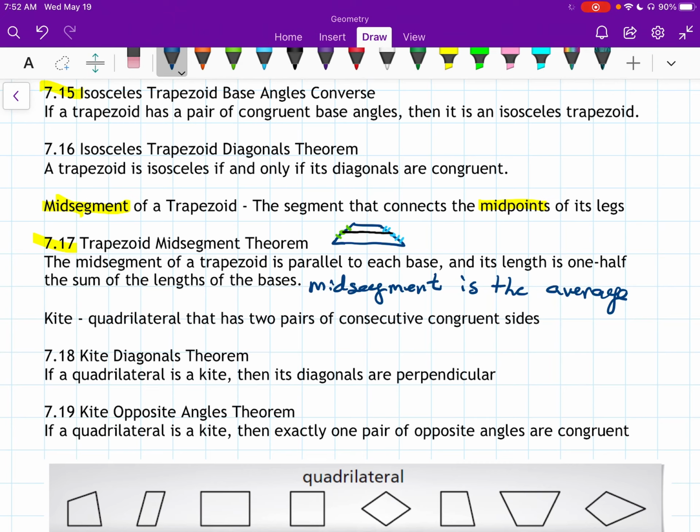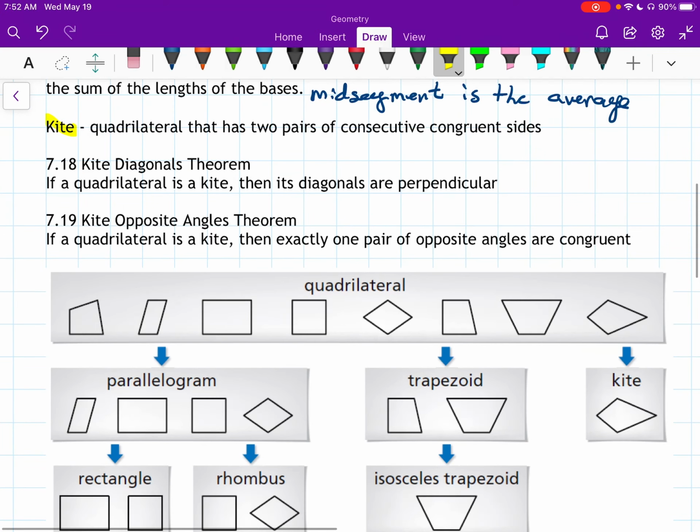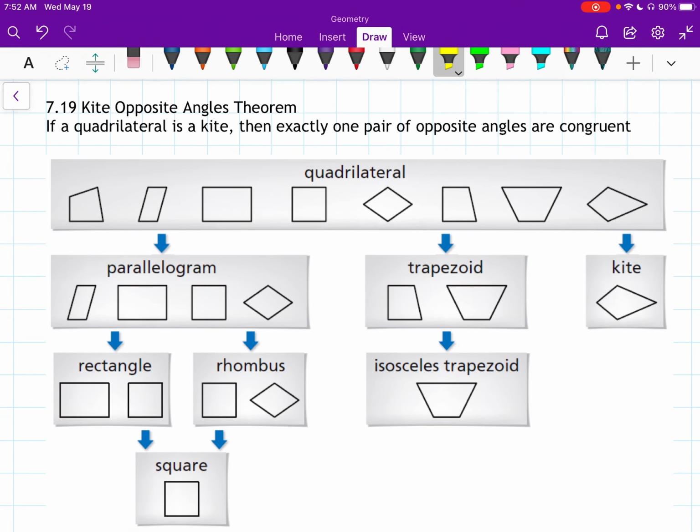All right, that's that. Let's look at kites. A kite is a quadrilateral that has two pairs of consecutive congruent sides. That's the difference here. A rectangle also has two sets of congruent sides, but a kite is a little bit different. We could probably draw a kite in our head, and you could also recognize that kites are not parallelograms.